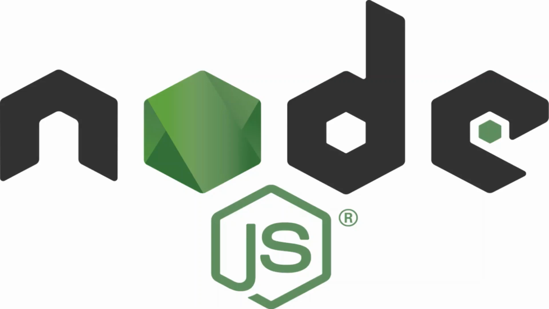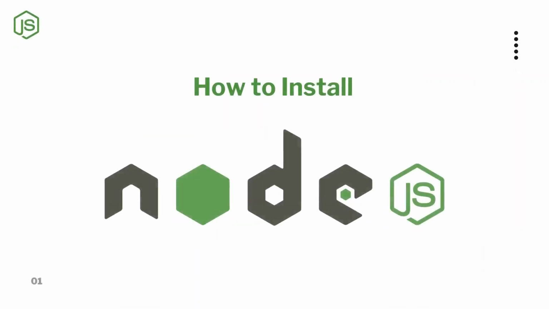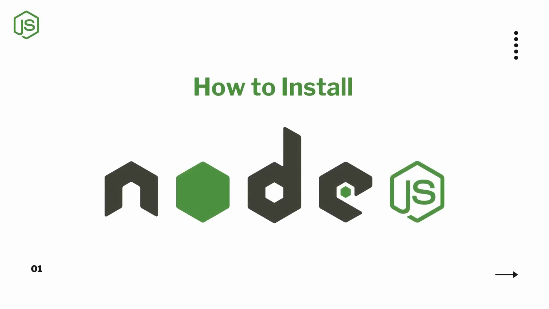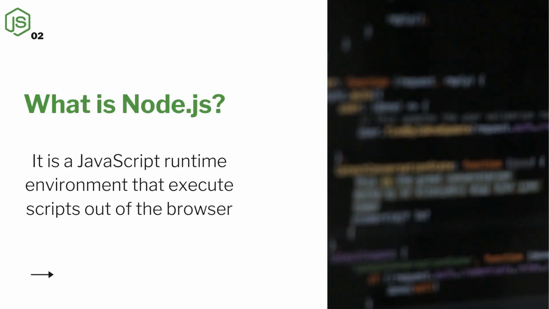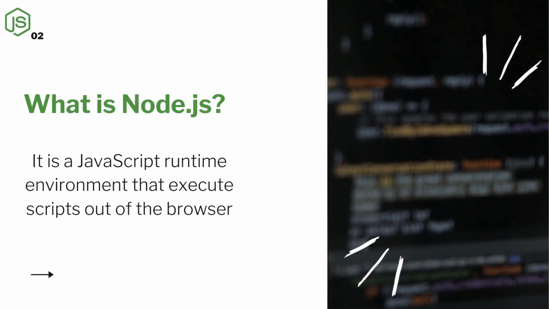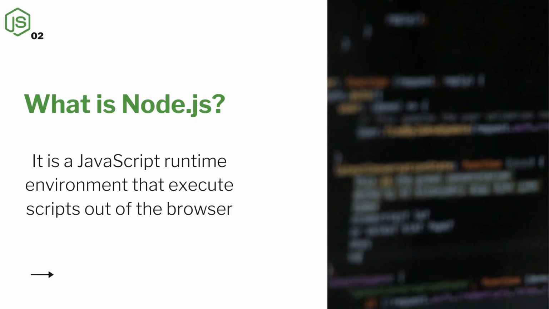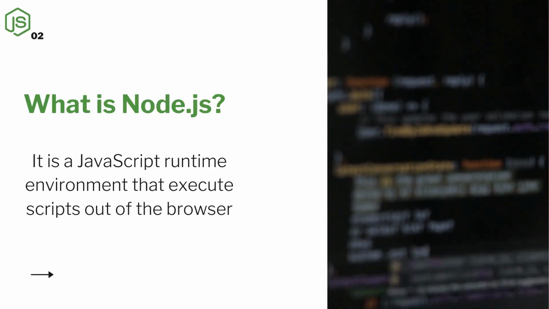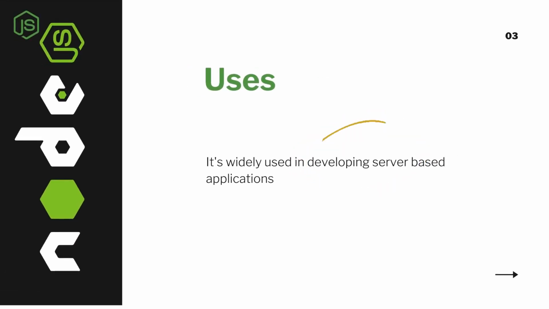Hello, welcome on how to install Node.js on your Windows operating system. Node.js is a JavaScript runtime environment that executes JavaScript code outside a browser, usually used in developing server-based applications.